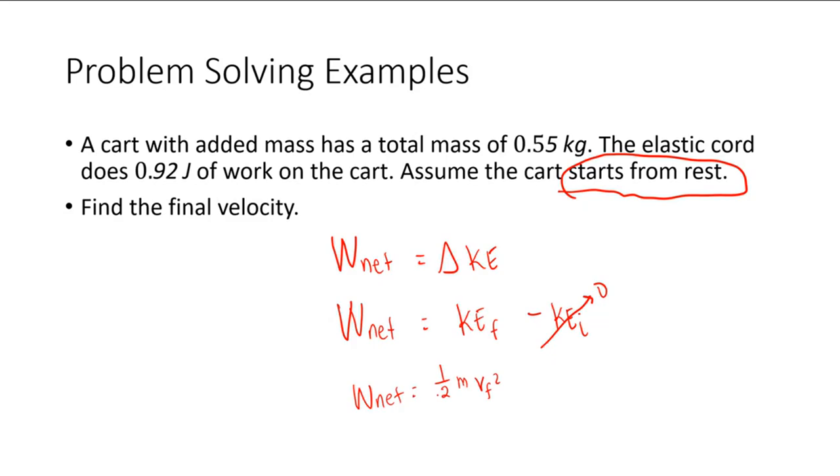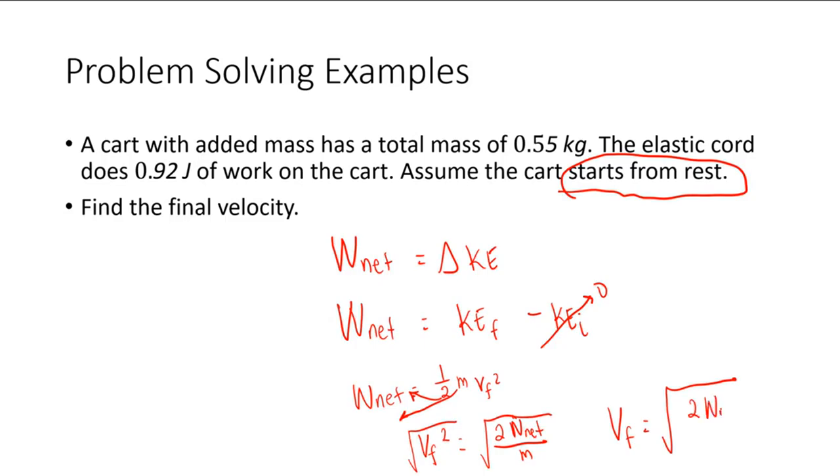And when we try to derive the equation, we have to cross multiply 2 here, and we have to cross multiply the mass to the denominator. That will give us final velocity squared is equal to 2 times the work net over the mass. And then we have to square root your final velocity, and this will give us a final equation of the square root of 2 times the work net over the mass of the cart. Okay? This is how we calculate for the final velocity of your cart.